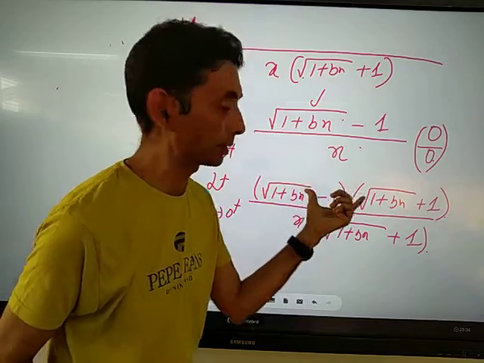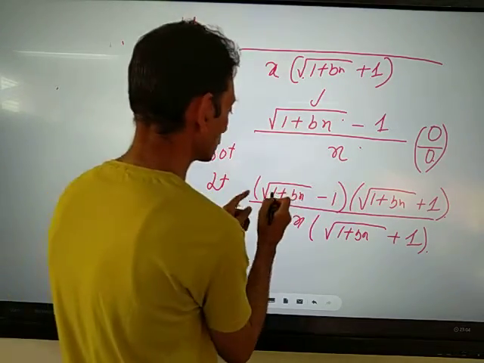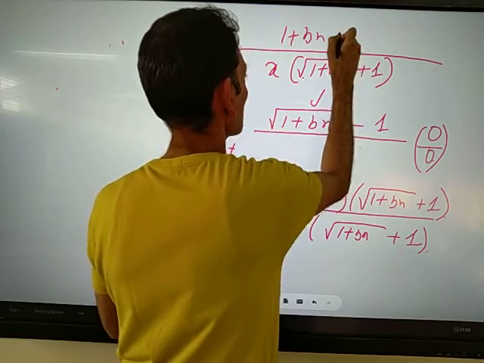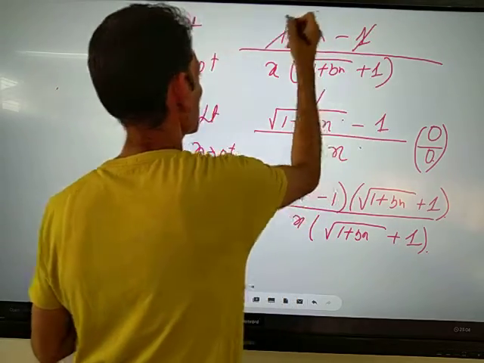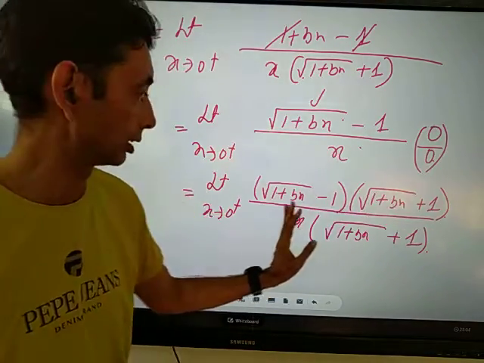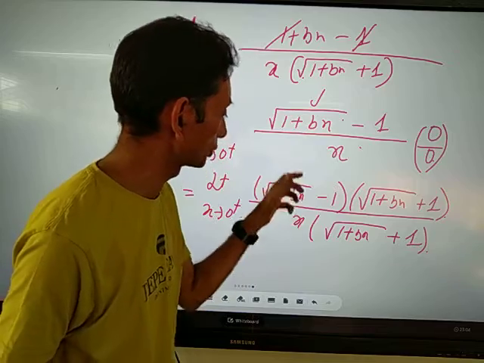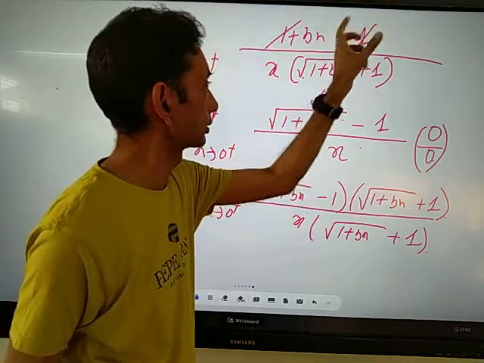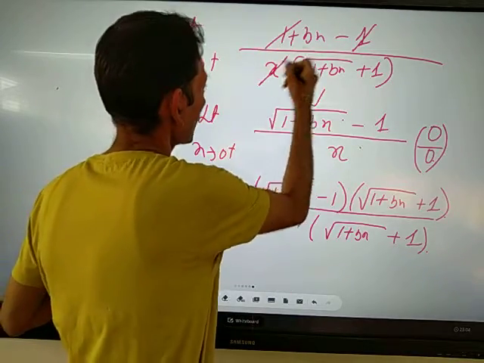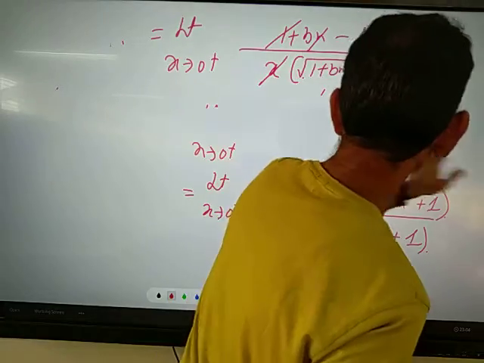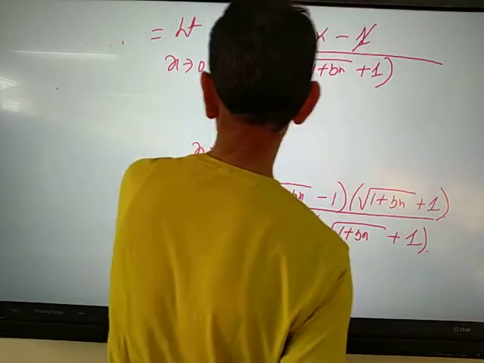So can you use the a square minus b square formula? That is, root 1 plus bx whole square gives us 1 plus bx, and minus 1. So you can cancel this 1. That is a minus b, a plus b, a square minus b square. So root 1 plus bx whole square is 1 plus bx, and what is b? b is 1, so 1 square is 1. So you can cancel 1 and this x you can cancel. Yeah, so this will definitely make the question very, very simple.